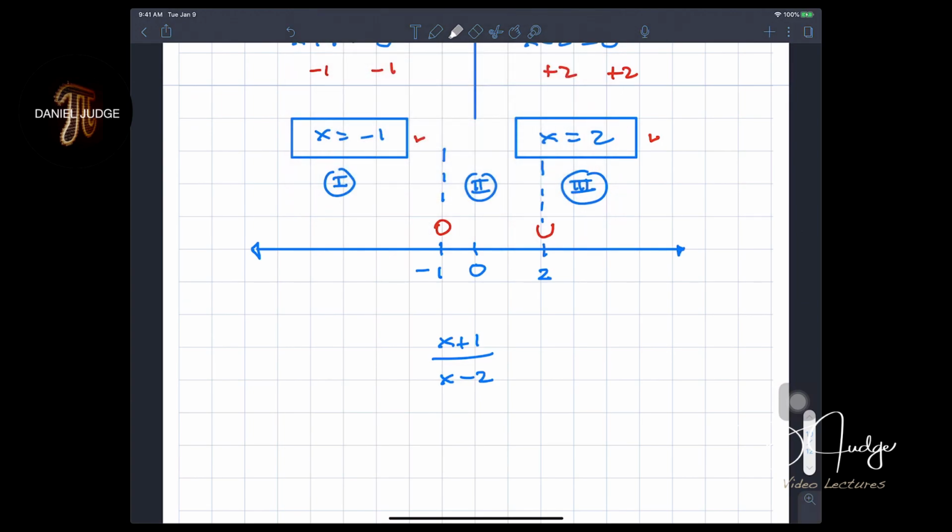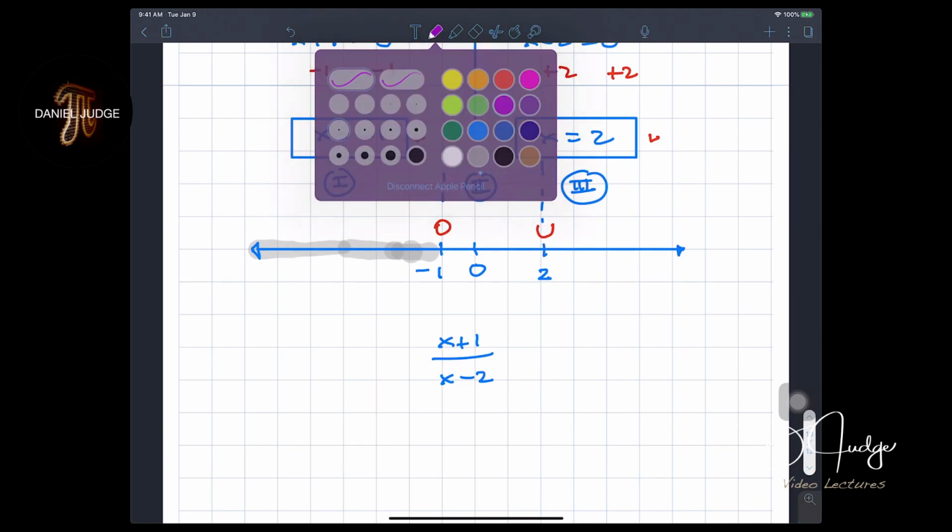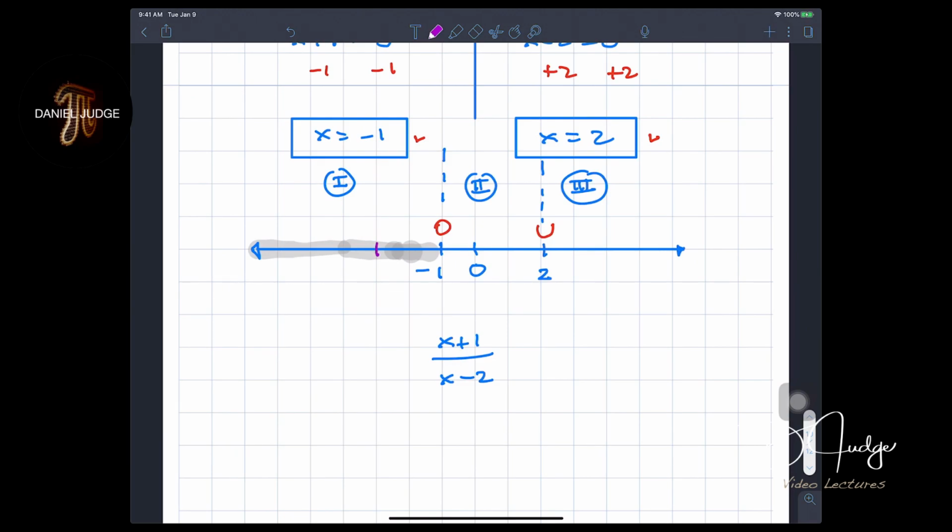Well, region 1 is all the values here that are smaller than negative 1. So you give me any number smaller than negative 1. Can we use negative 3 as a test point? Yes, you can, because that's clearly in region 1. So any number smaller. We're going to test region 1 with that number.